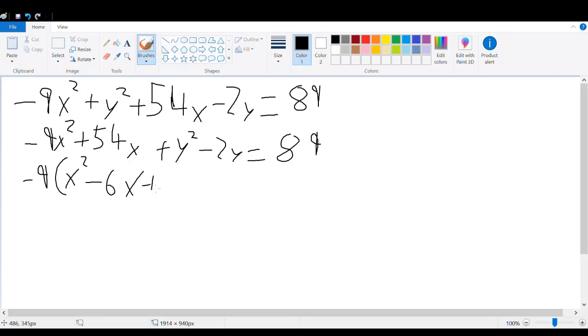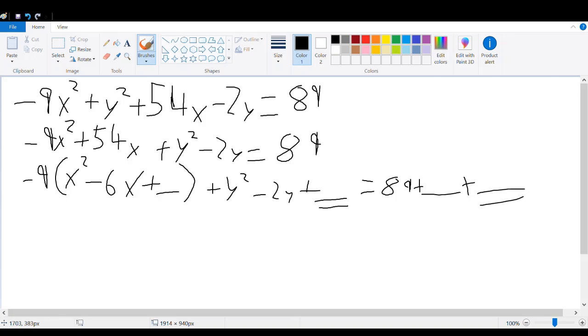Okay, and then I'm just going to put a plus blank plus y squared minus 2y plus blank, double underline it, equals 89 plus blank plus blank blank. Because remember, you have to add it to both sides. Actually, I'm just going to underline this 3 times because it's not the same thing as this blank. So now, basically, divide -6 by 2, square 3, so this is 9.